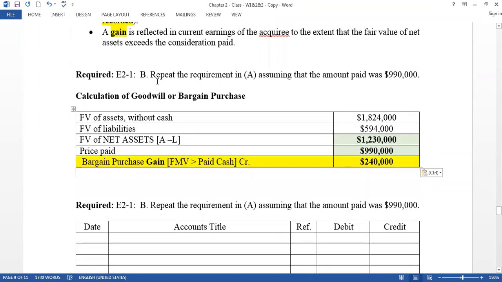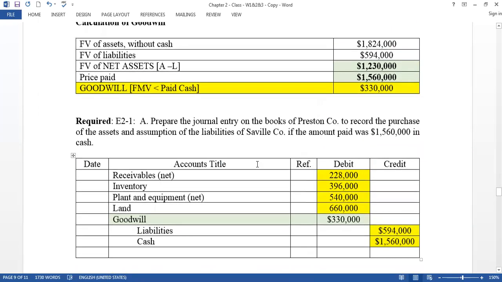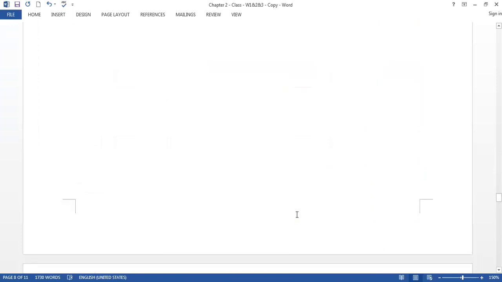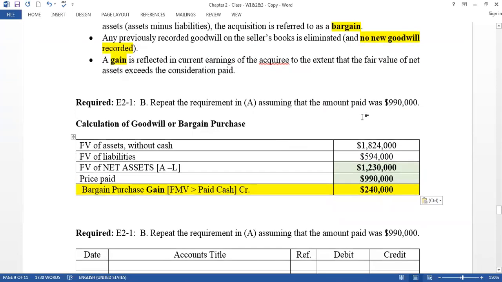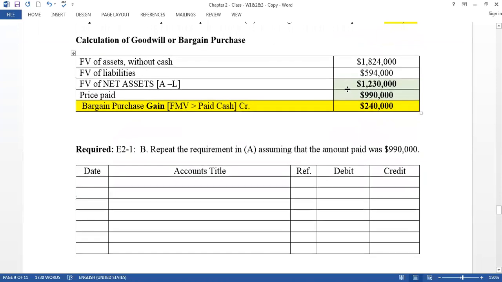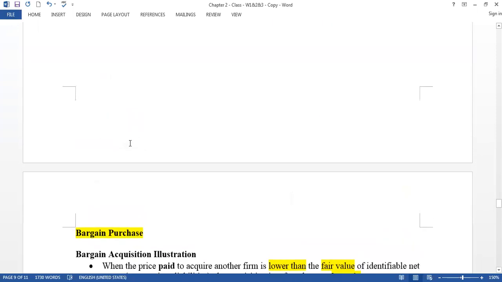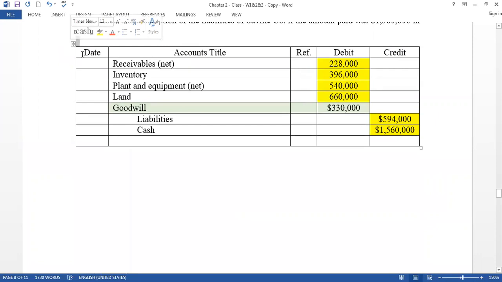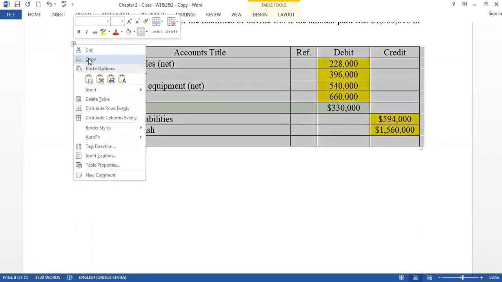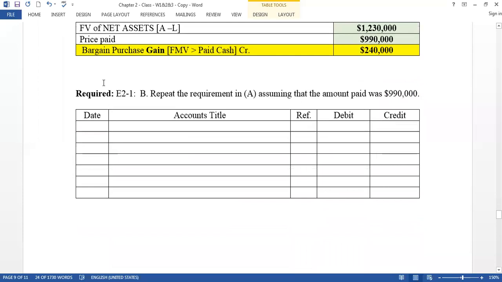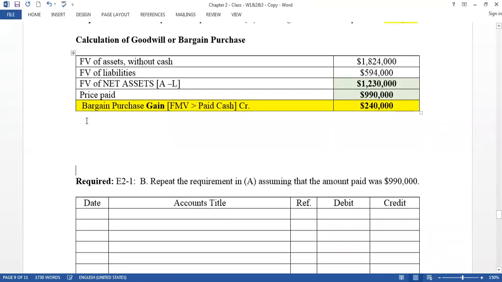Another question said that we are going to repeat requirement A. This is the information about requirement A. We are going to repeat this, assuming that we paid $990,000, right? And this is the calculation. And if this is the calculation, we can do the journal entry. I can show the journal entry here.